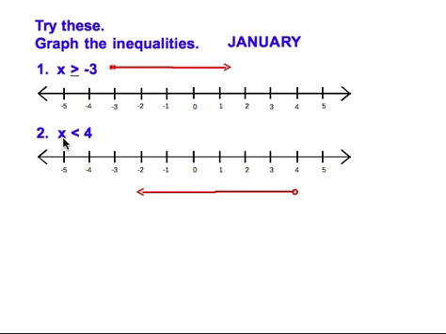The next one, variable's on the left, that's good. That shows that my arrow's going to point to the left. In this case, it's an open circle because there is no equal sign, and I'm above the number 4. So open circle above the 4 pointing to the left. If you had these two, you're correct.